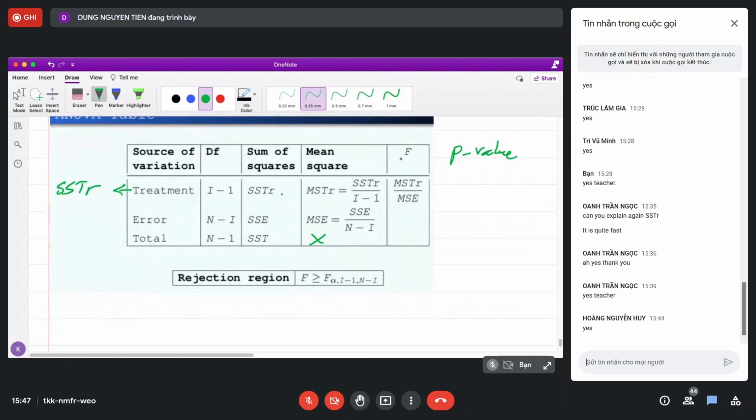And you compare F and that critical point. If F is too big, then we can reject the null hypothesis. Otherwise, we fail to reject the null hypothesis.